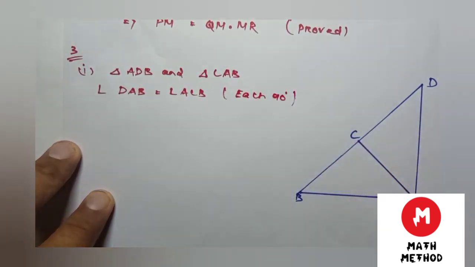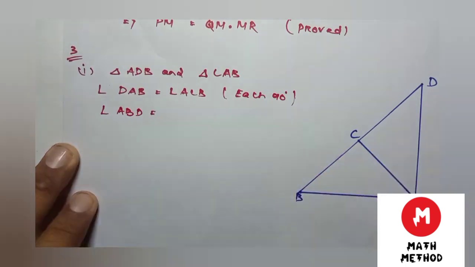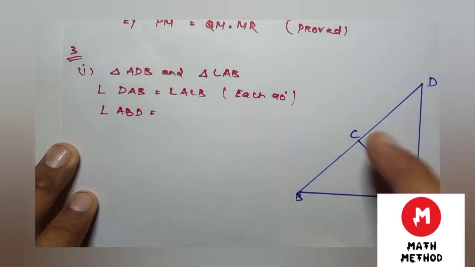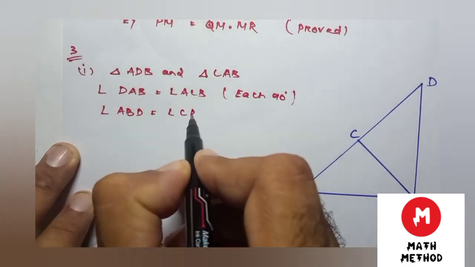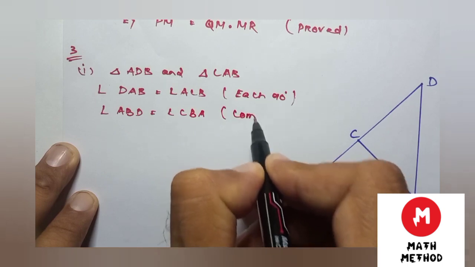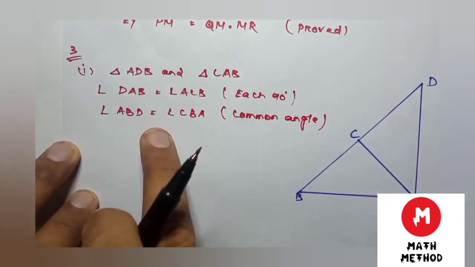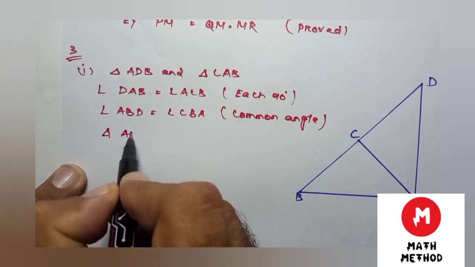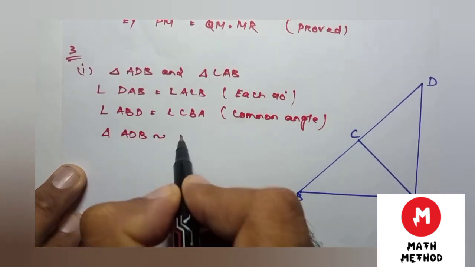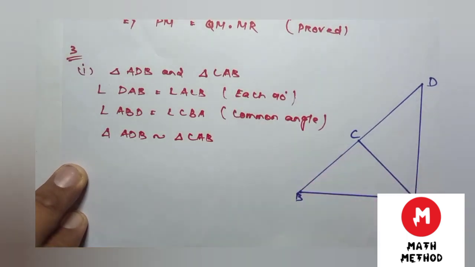And angle ABD is equal to angle ABC or angle CBA. Angle CBA, this is a common angle. Clear? Common angle. So by AA criterion or AA similarity, triangle ADB is similar with triangle CAB. Clear? This is our AA similarity.